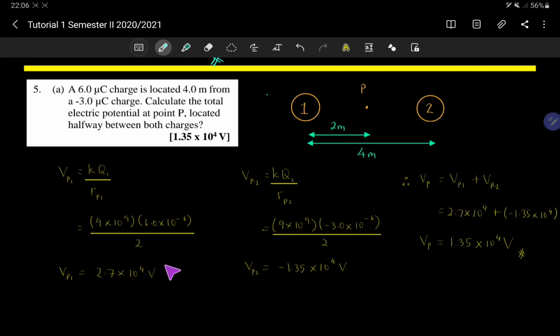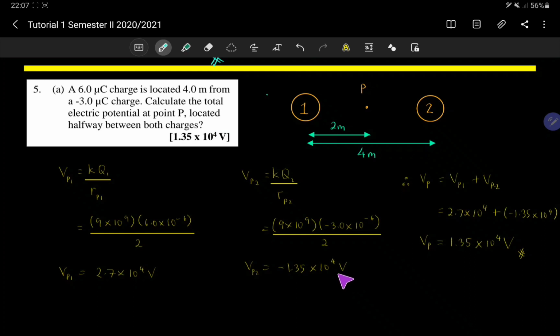Alright. And then by doing the same thing, we calculate the potential on P by the second charge, which is VP2. VP2 equals KQ2 over RP2. Again, K is a constant. Q2 is the charge of the second charge, which is negative 3 microcoulomb. Remember, for a scalar, we need to use the negative sign here. So negative 3 micro equals negative 6. RP2, the separation between P and 2, also equals 4 minus 2 equals 2. So you will get VP2 equals negative 1.35 exponent 4 volt.